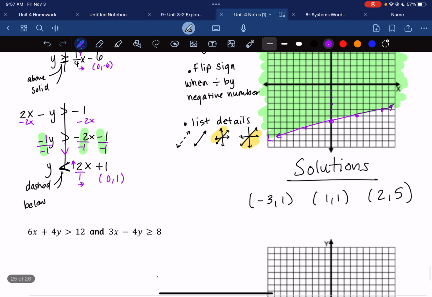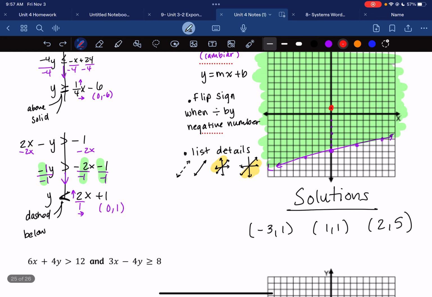Start with 0, 1. 0, 1 means I go up here. Oops, sorry, it's going to keep doing that. I got to get a new iPad. It's messing up. Up 2 over 1. Bam. Up 2 over 1, up 2 over 1, up 2 over 1. I can go backwards. Bam. Bam. Bam. All right, cool.